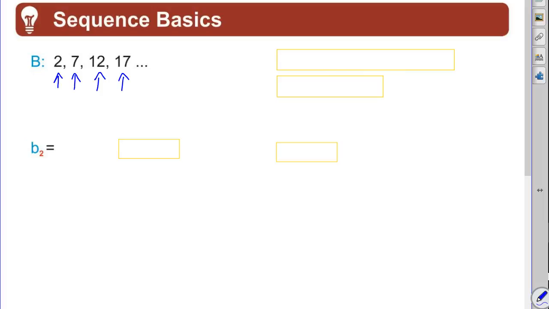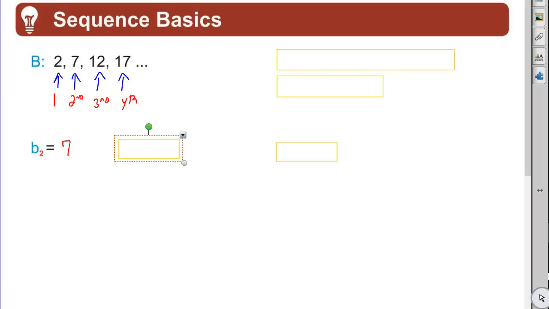If we want to figure out any term, we'll give you the lowercase letter and a subscript to tell you which one. So this means we want the second term of the B sequence. That's what that means, the second term of the B sequence. So what is the second term? Well, again, this is the first term, this is the second, this is the third, this is the fourth, etc. So what is B sub 2? A value of 7. We wanted the second term.